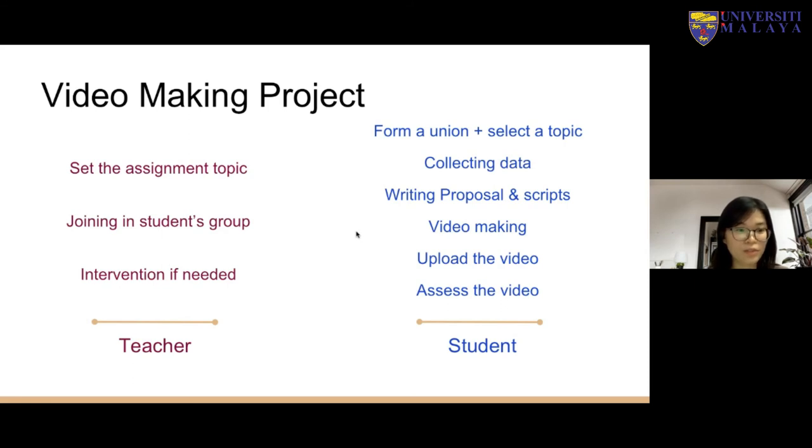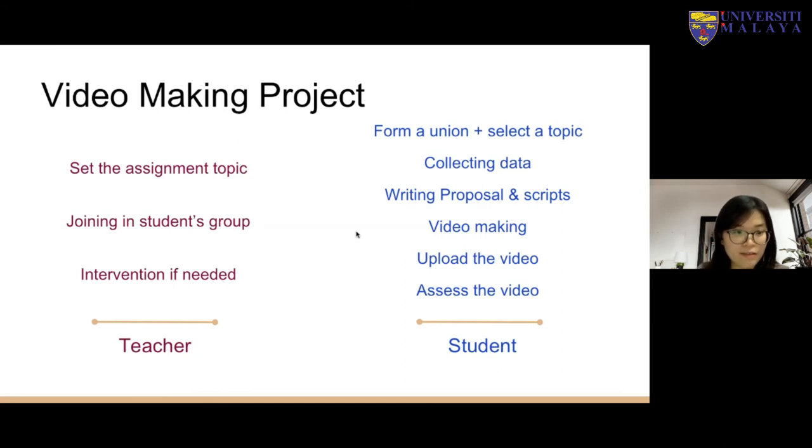Because we want to make some intervention during their preparation. So they have to use all the knowledge that they have learned, work with their peers, arrange the tasks. Then with the freedom we have given them, they can arrange the tasks according to their strength. So our role is not yet finished here.